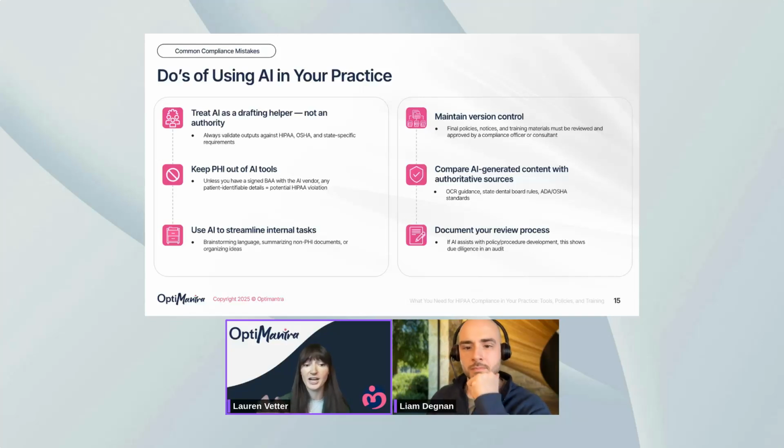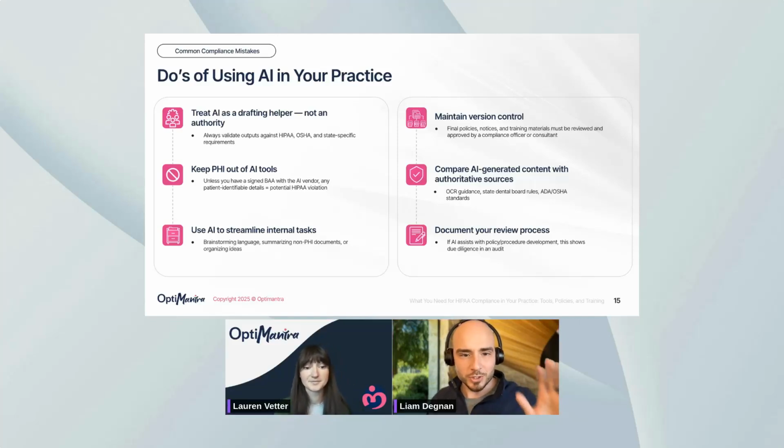Do not put any PHI into any AI tools. Even small patient identifiable details can be considered a HIPAA violation. Always validate that AI generated content against your authoritative standards, meaning your HIPAA requirements, your OSHA guidelines, state rules, dental board guidelines, whatever applies to your practice there. And that means, everybody, do not be chatting with ChatGPT about your patients and your conversations with them, okay? That is a big, big no-no, all right? Want to be really, really clear about that.